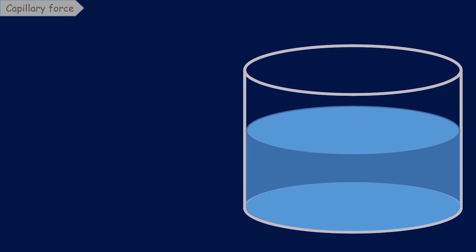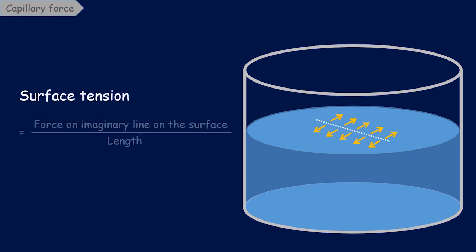Let's imagine that we slice the water surface with a sharp knife. Because of the surface tension, water molecules on each side attract each other and tend to shrink toward each side. Surface tension can be defined as this attracting force acting per unit length on an imaginary line drawn on the liquid surface, and the force here is called capillary force.